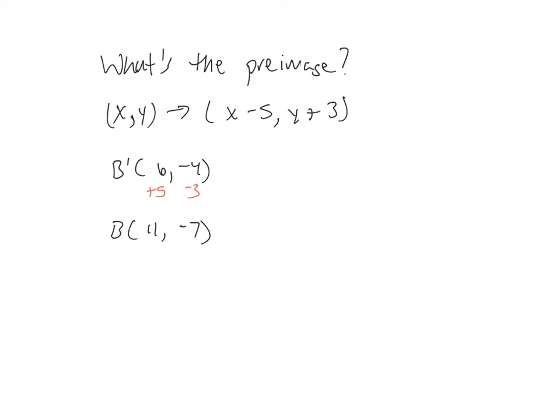So to check it, you can actually just do this. Like, well, what's -5 here and +3 here? 11 minus 5 is 6. That's where we started. -7 plus 3 is -4. So that was the original problem. Okay, but to find the preimage, we're going the opposite direction, so we're going to do the opposite of what the rule says. Okay, we're going backwards.